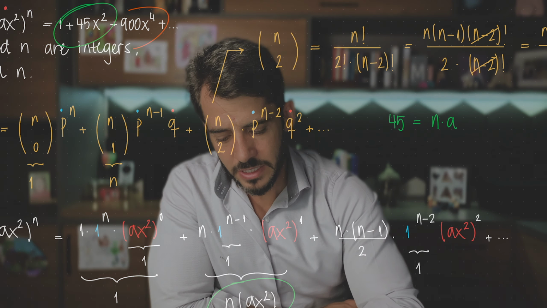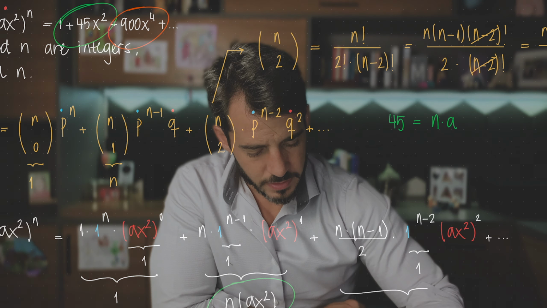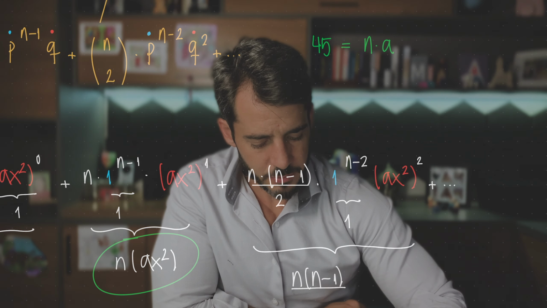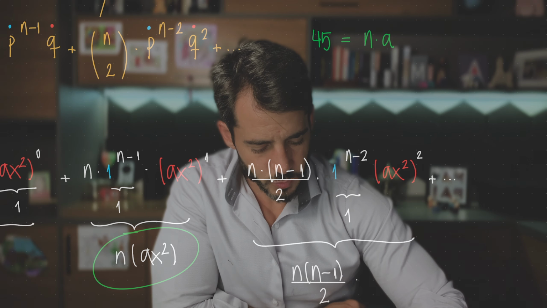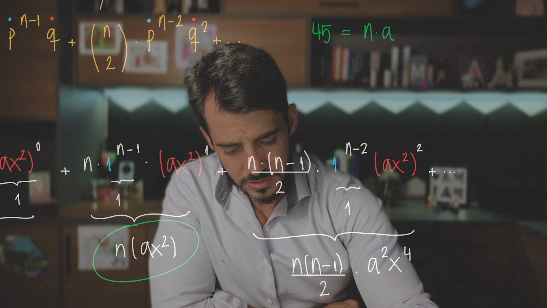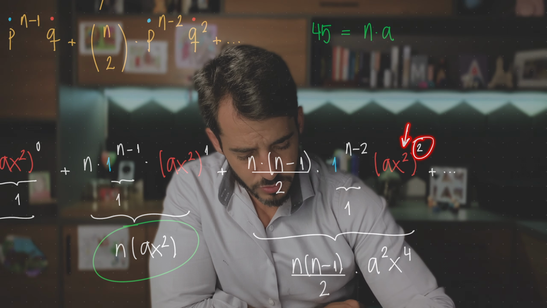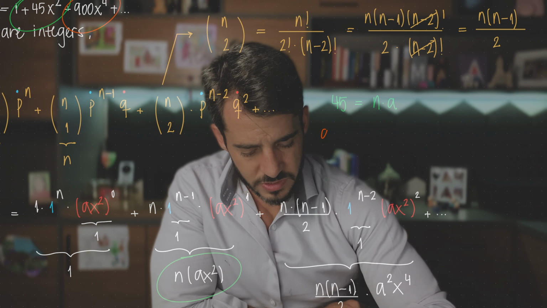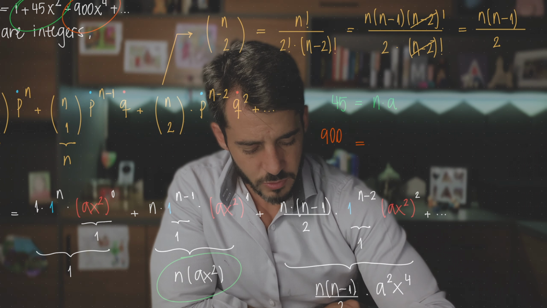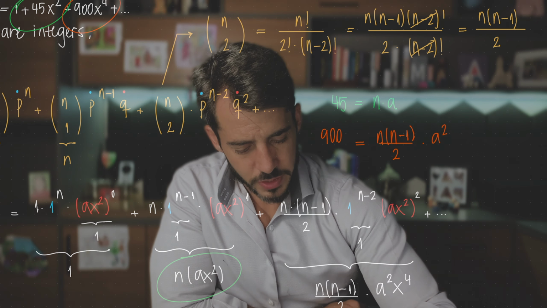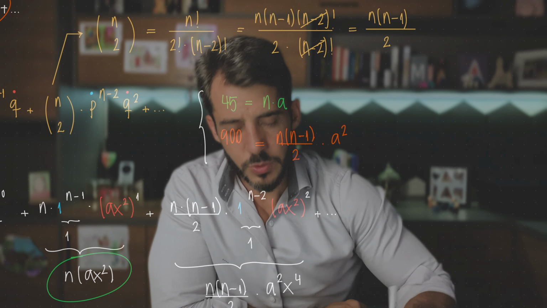And now comparing the 900x⁴ with this, which, by the way, simplified, gives us n(n − 1) over 2 times 1 times a²x⁴. Careful, because this squares both the a and the x² in the exponent. This allows us to state that 900 is equal to n(n − 1) over 2 times a². So we got a system that we need to solve.